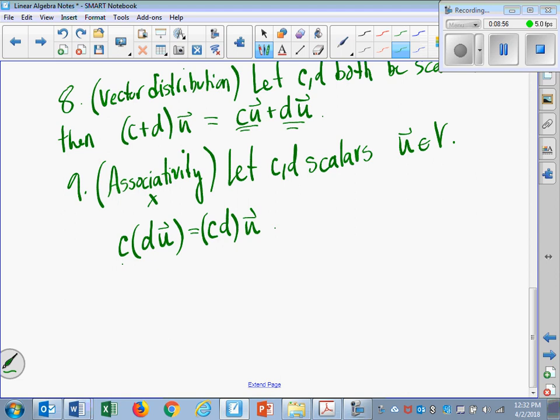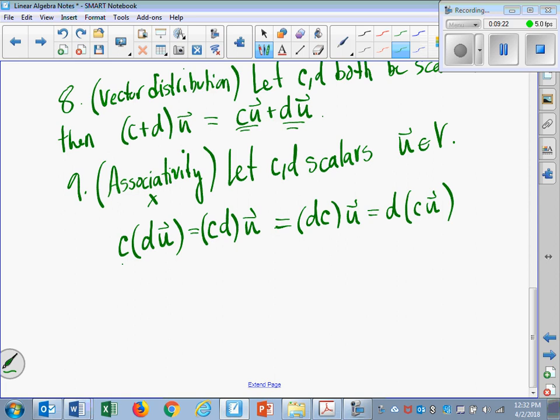So it doesn't matter if I scale by d first and then by c. It doesn't really matter. You could even say here that, since we know that real numbers are associative in their properties, we could say that d times c is u, and then you could bring that d out. So scalar multiplication is the same here.